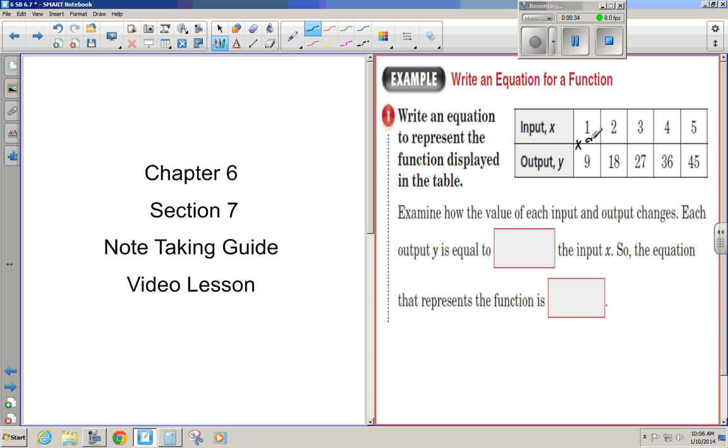So you should see that if you multiplied each of those inputs by 9, you get the output. Now you can also see the 9 being used as plus 9, plus 9, plus 9, plus 9. So from input to output, it's a multiplication. From output to output, it's addition. So the equation that represents this function is 9x.